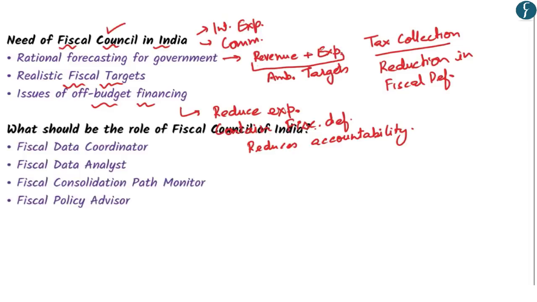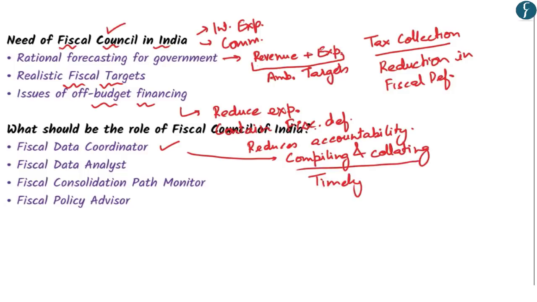Now, as far as a fiscal council is concerned, what kind of role will it perform? It can act as a fiscal data coordinator. As a fiscal data coordinator, the fiscal council will have the responsibility of compiling and collating center, state, and local government fiscal data and provide individual and consolidated fiscal accounts of the government of India on a timely basis and make such data accessible to the government and the public.